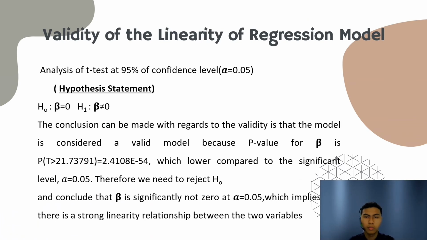The hypothesis statement for H0 is B equal to 0 while H1 is B is not equal to 0. In this case, the p-value for our B estimator is 2.41 times 10 to the power of negative 54. This value is much lower than the chosen significance level, which is 0.05. Thus, B is significantly not 0 at 5% significance level, in which case we need to reject H0 and accept H1.